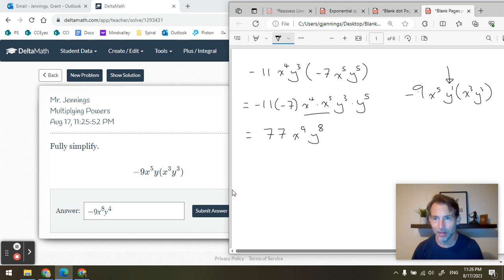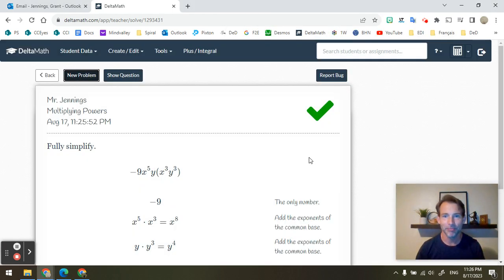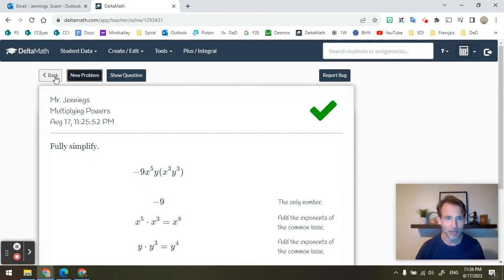That's y to the 1. If it was y to the 0, it would not be there. Okay, so we submit that answer, and it's correct. All right, so we definitely want that skill of being able to multiply powers and to do so quickly, so that it's not something you have to stop and think about. Definitely unconscious competence for this skill.